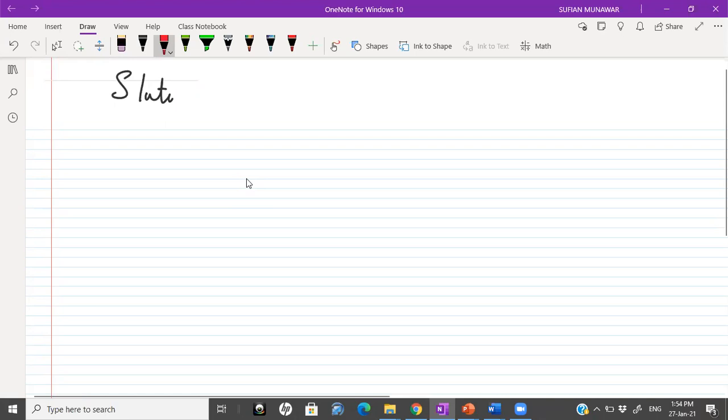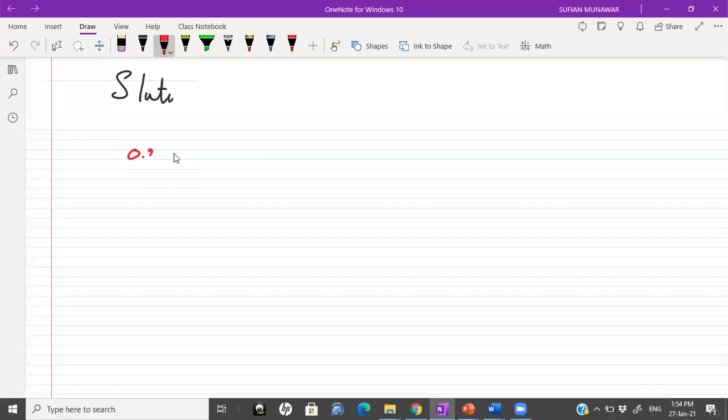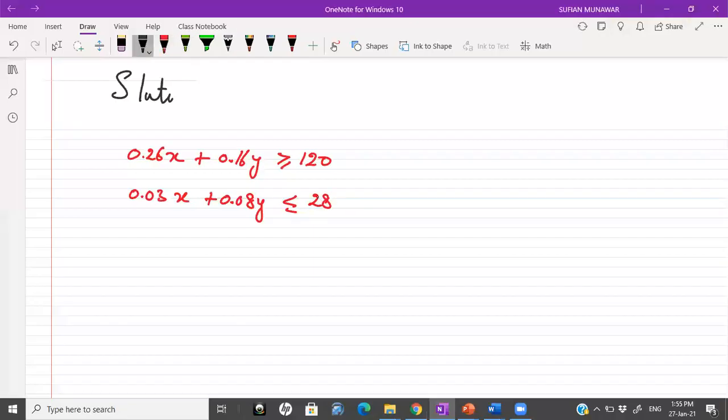The first inequality is 0.26x plus 0.16y greater than or equal to 120. And the second inequality was 0.03x plus 0.08y less than or equal to 28. Now, the first step is we will convert both the inequalities into equations.